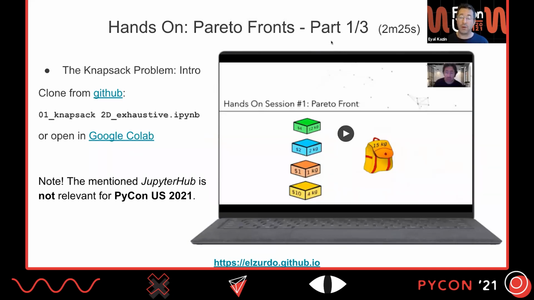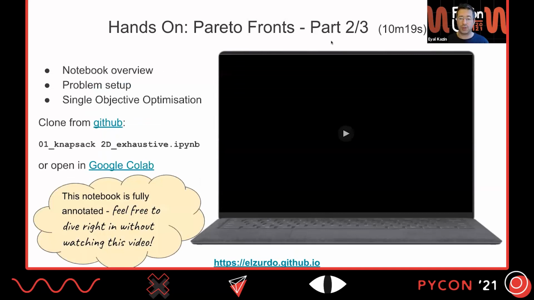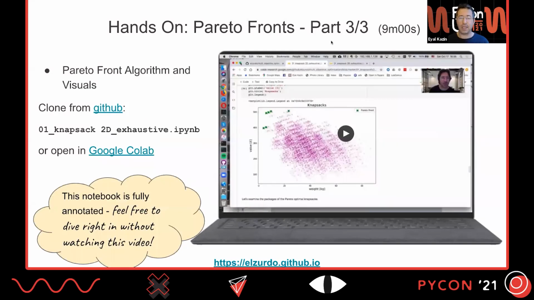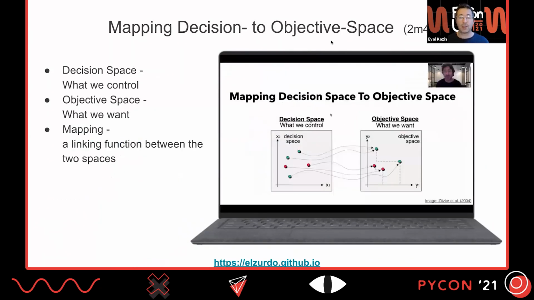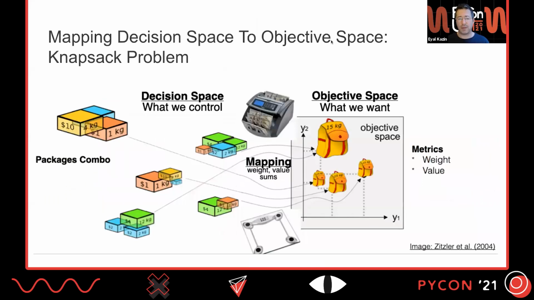If you do, you have three videos, 1, 2, and 3, which cover understanding what a Pareto front is and practicing it. Once you've done that, I do a brief summary video talking about another topic called mapping decision to objective space. I'll talk about the importance of that. And here are a few more slides that we'll talk about later as well.